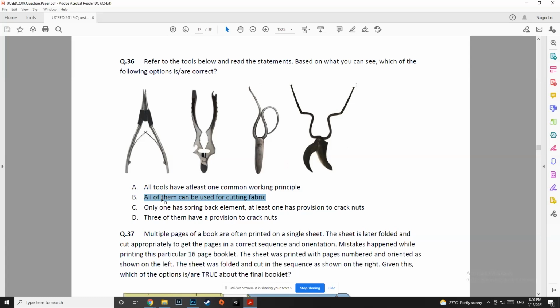No, it can't be correct because I can clearly see one of them. Definitely this one cannot be used for cutting fabric. Only one has a spring back mechanism. Is that correct? And at least one can be used to crack nuts, right? Which of them can be used to crack nuts? A B, yes. Correct? No, B actually. I think this place can be used to crack nuts, right?